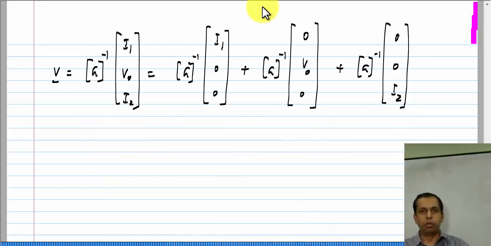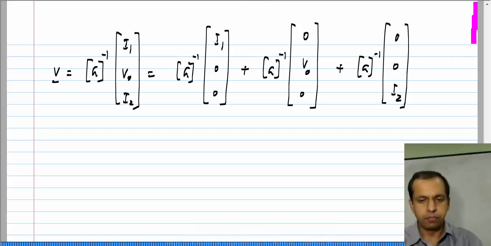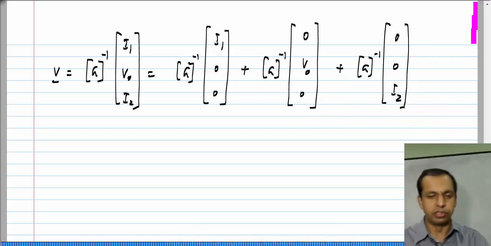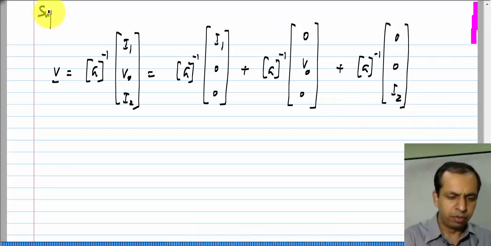We have seen that the node voltage vector in presence of 3 independent sources can be written as the solution with only I1 active and the other two set to 0, only V0 active and the other two set to 0, plus only I2 active and the other two set to 0. This is the superposition theorem. Okay.